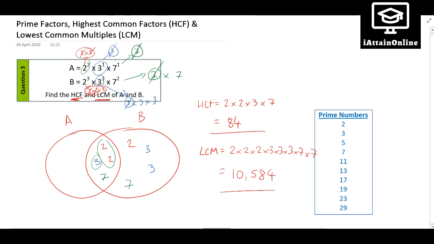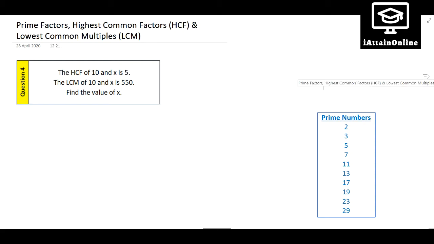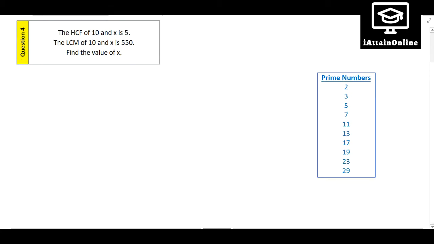That's it. Okay, last question, and this one's a little bit tricky. So here we are given one of the numbers, and we are told the highest common factor of 2 numbers. So we're given one of the numbers and we don't know what the other number is, that other number being x. So the way I'd approach this question is by starting with your Venn diagram.